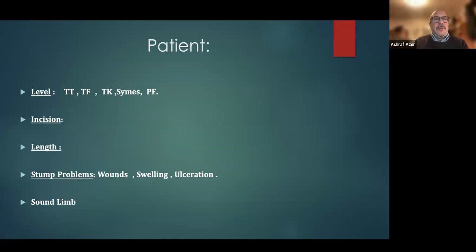If you see the patient, comment on whether it is a transtibial. Most of the cases will be lower limbs; very rarely you will have an upper limb. So you have either a transtibial, transfemoral, through knee, Syme's, or partial foot. You have to comment on the level, the incision, the length of the stump, and any stump problems you can see, like wounds, swelling, ulceration, pressure points, and don't forget the sound limb.